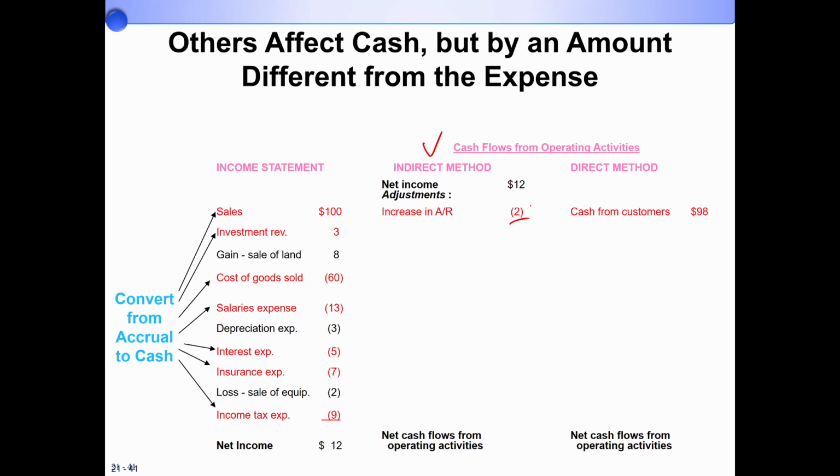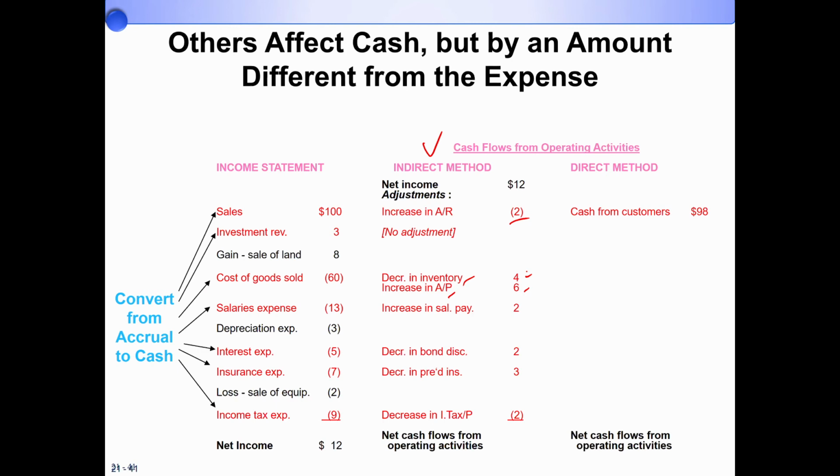Then we have the cost of goods sold related balance sheet items. One is inventory, one is accounts payable, the current asset and the current liability. Inventory decreased, so you need to plus, based on the rules. And accounts payable increased, so we need to plus. Those are the adjustments.